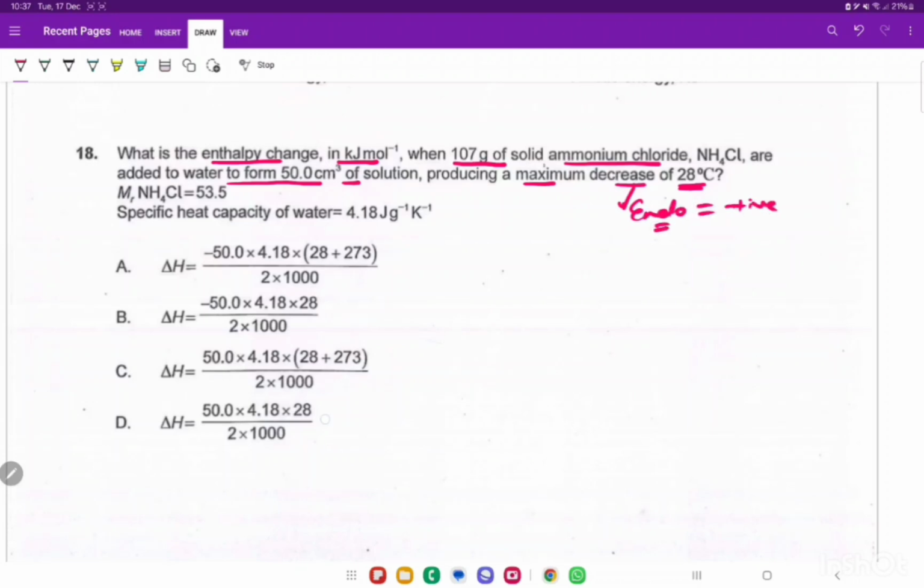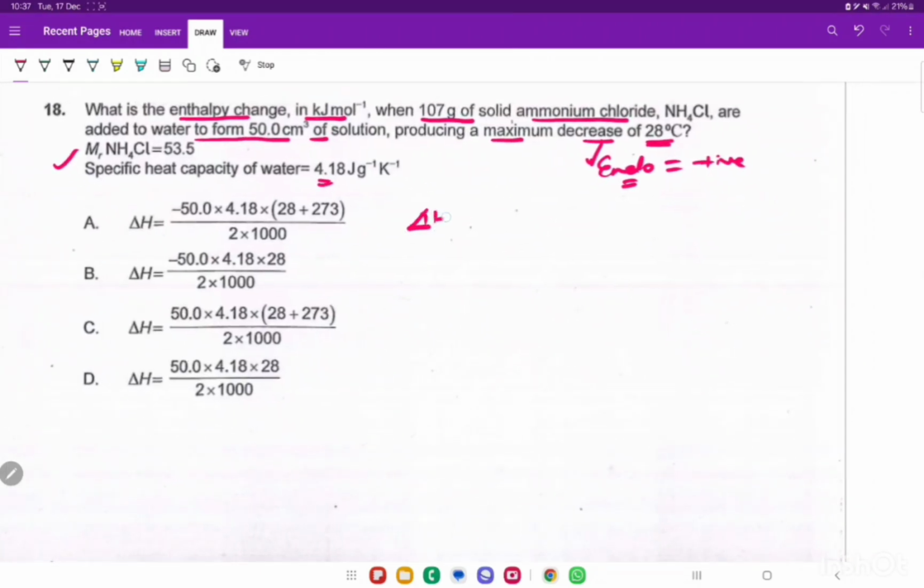Okay. Now Mr of NH4Cl is 53.5, specific heat is 4.18. We know the formula for delta H is Q upon moles, moles of the limiting reagent or moles of the solute. Now Q is mc delta T, and delta T, which is my change in temperature, is given as 28. Need not add 273. Why? Because it is already a change, a decrease in temperature. From the initial temperature there is a decrease of 28 degrees Celsius. The final temperature is lower than the initial.